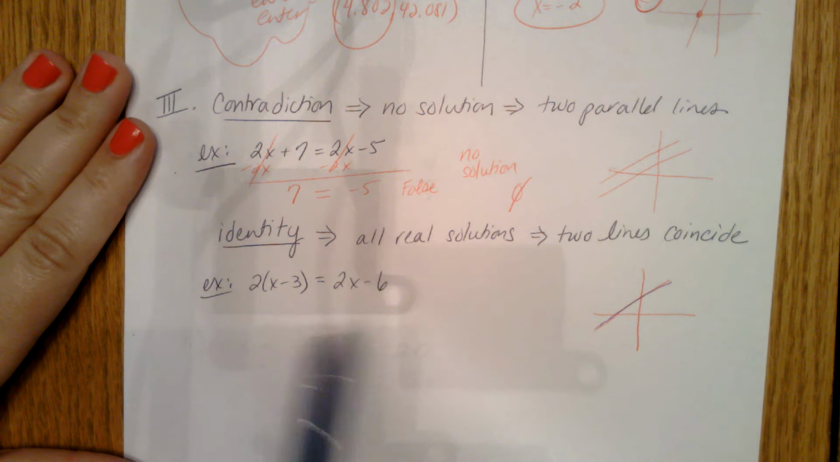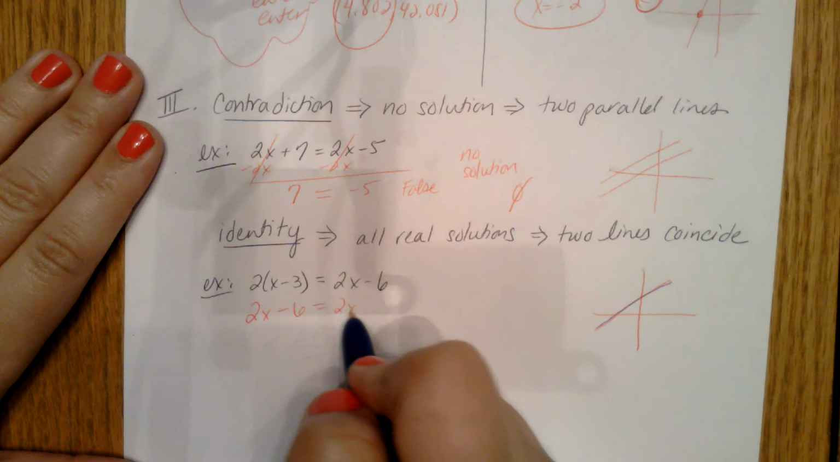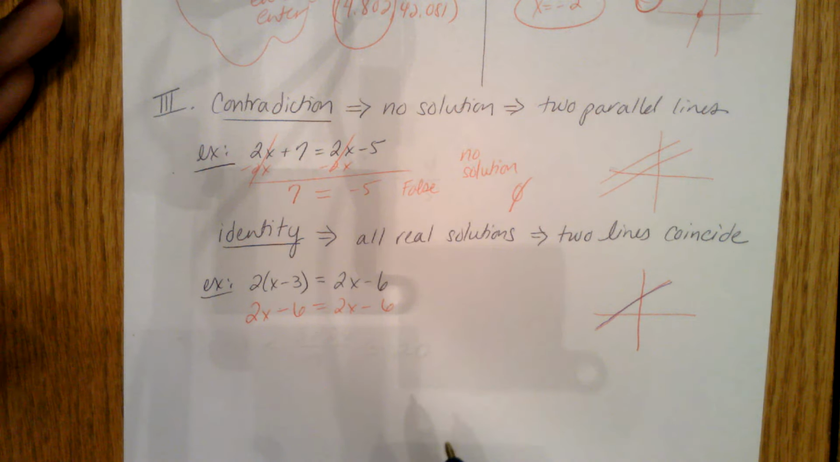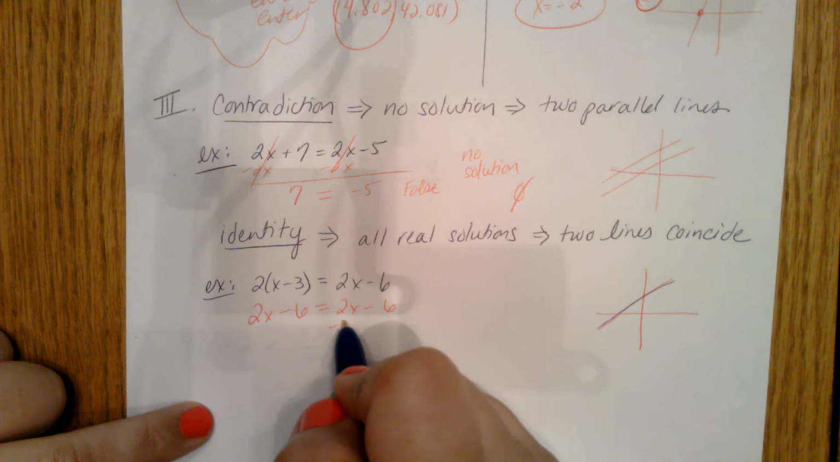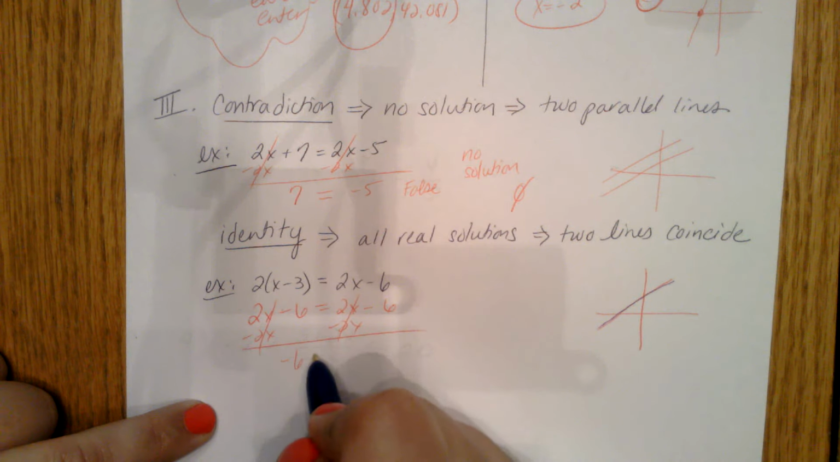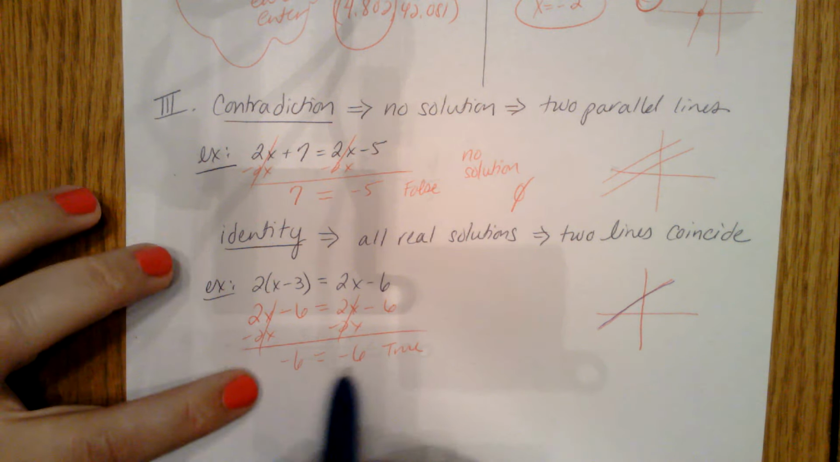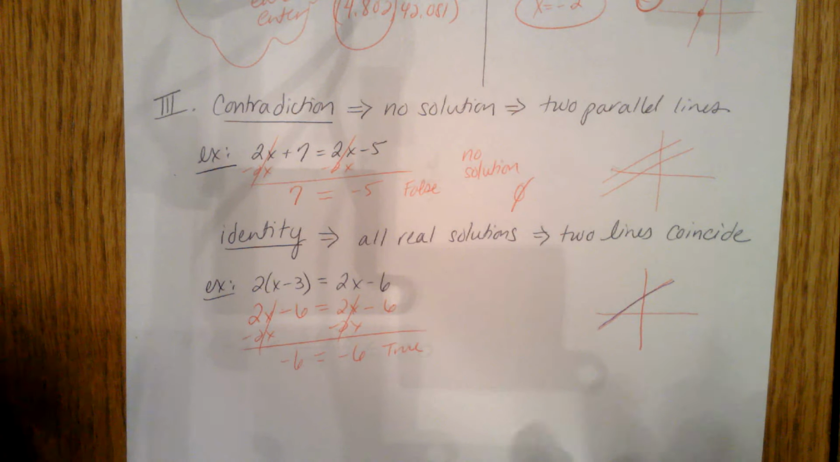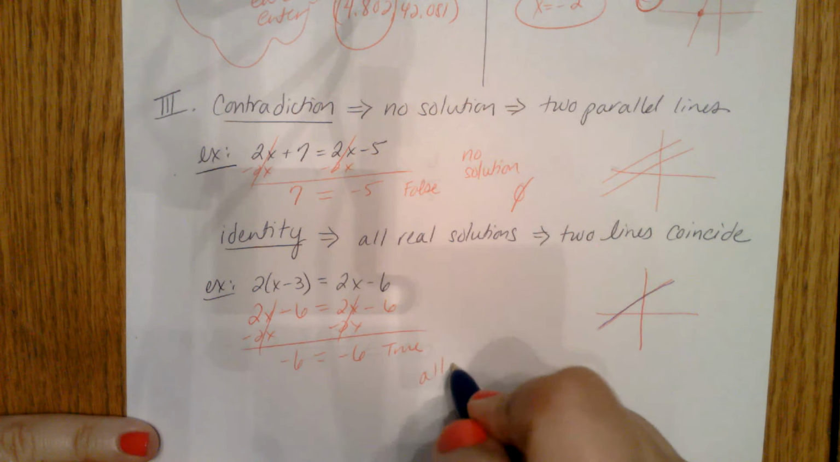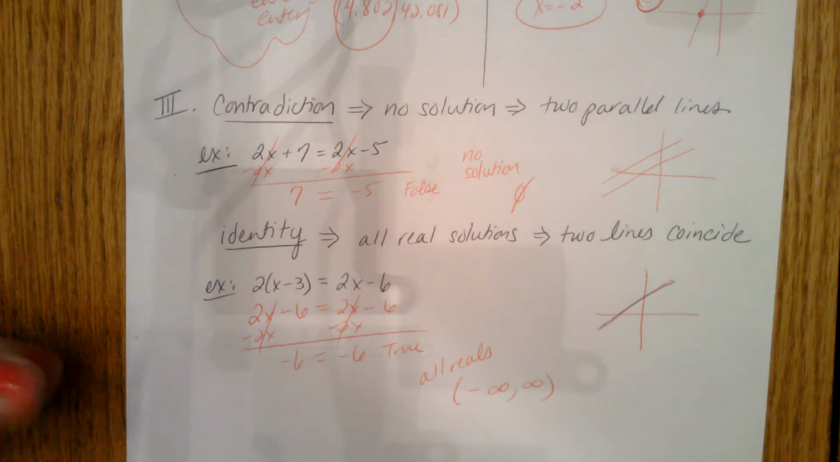If you go to solve it analytically, you would have 2x minus 6 equals 2x minus 6. Wait a second, that's the same thing. Or let's pretend you didn't even know that, and you go to just minus 2x. And you have -6 equals -6. Well, that's true. That means if it's a true statement and your x's disappear or your y's disappear, then you have all reals. Then your solution would be from -infinity to infinity. Okay? So, easy peasy. All right.